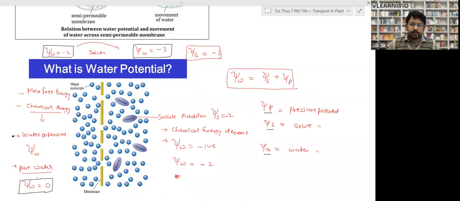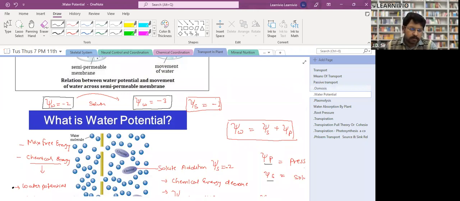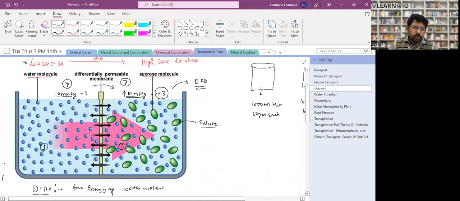Look, let me tell you the same thing. I said that movement of water molecules takes place from higher free energy to lower free energy, meaning from higher water potential to lower water potential. Let me tell you in osmosis. Look, what is happening over here? The movement of water molecules will take place from higher free energy to lower free energy. Is it taking place or not?